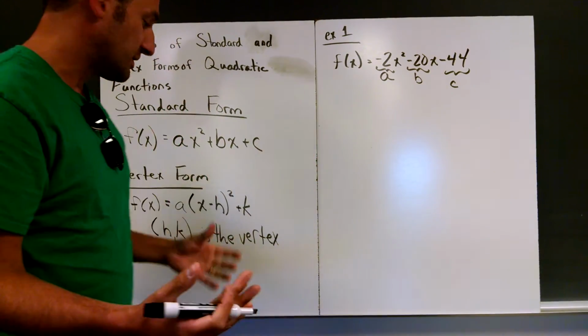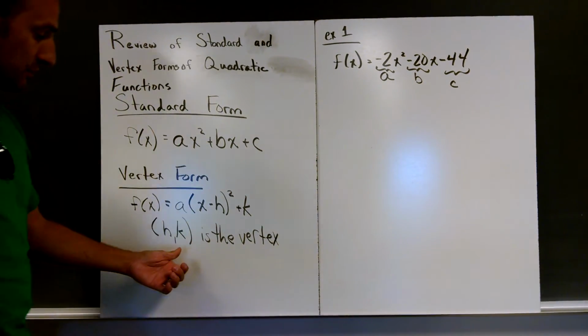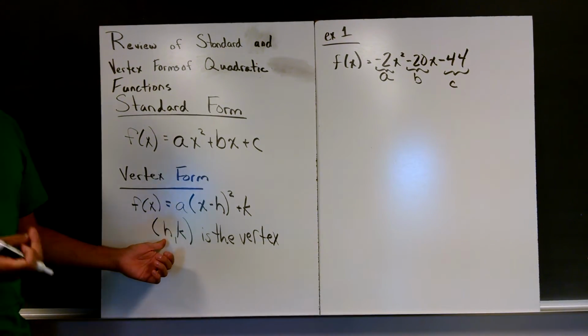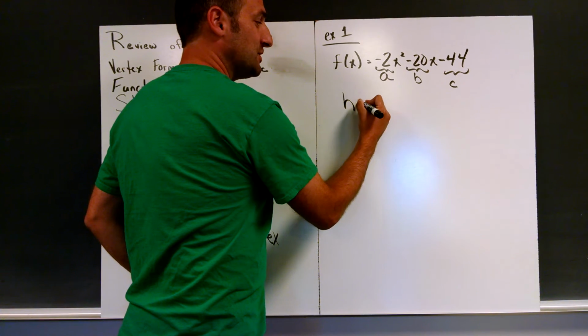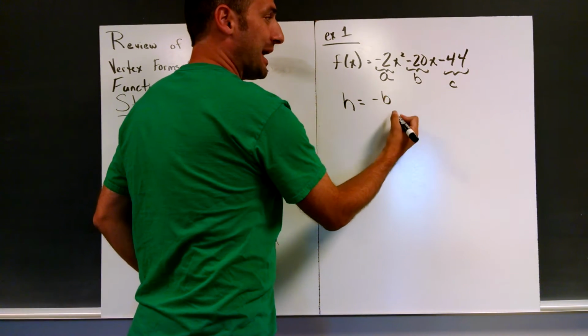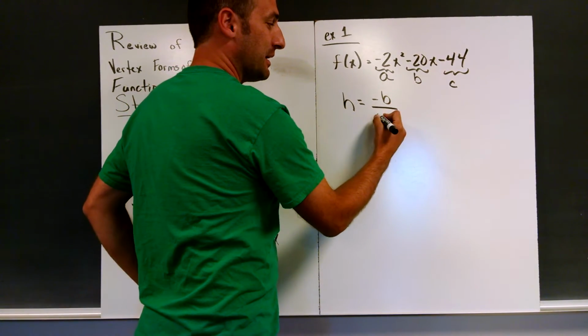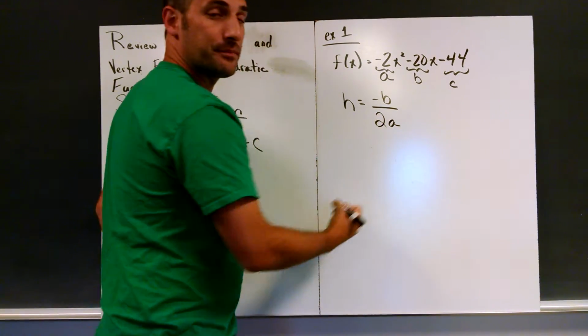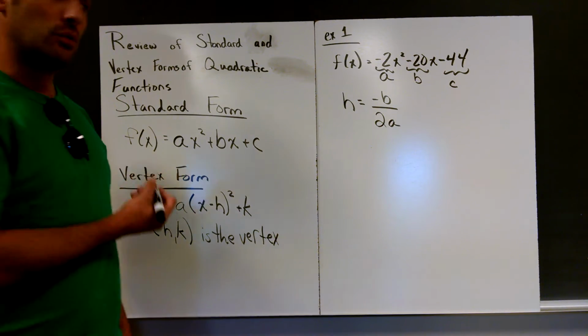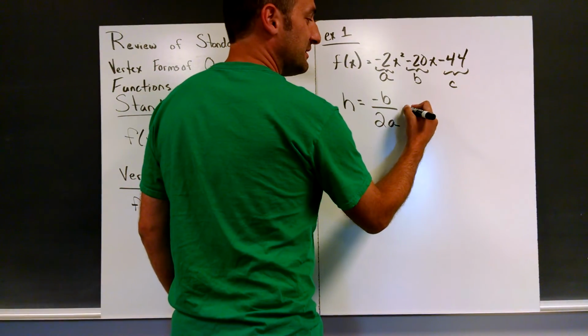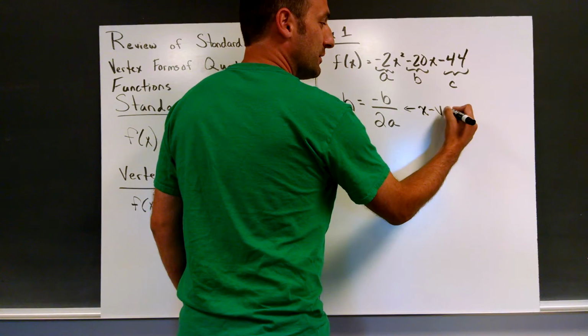H, we talked about over here, is going to be the first thing we have to find for vertex form. H is going to be the x value of the vertex. So the way we find that, h is always going to equal negative b, the opposite of b, divided by 2a. So you double that a, and then you go ahead and do this division problem. We'll do that now, but what this is going to tell us is, again, the x value of the vertex.